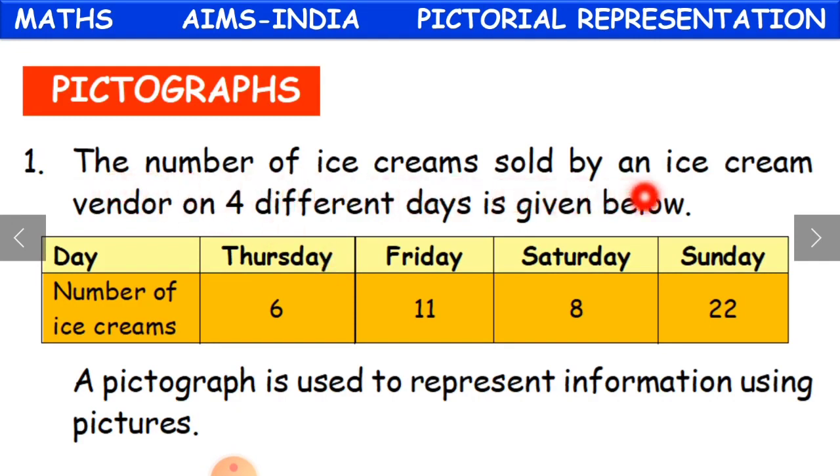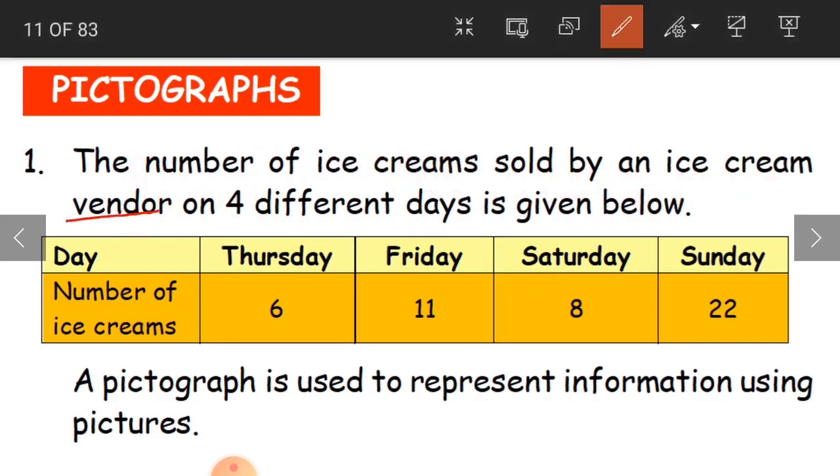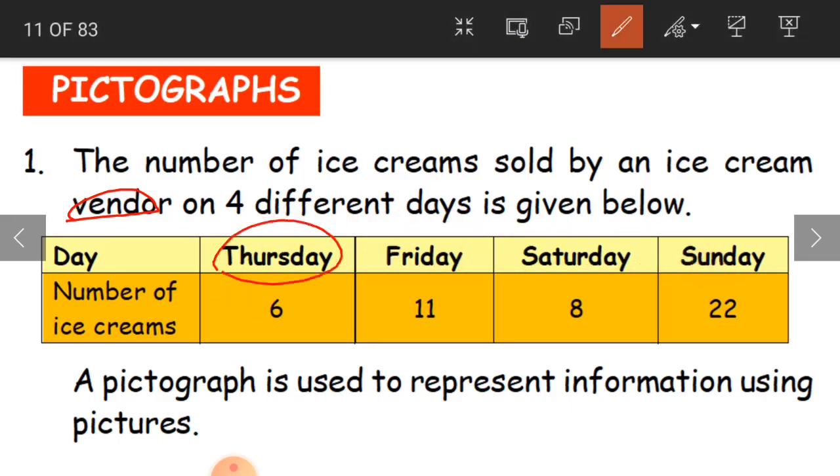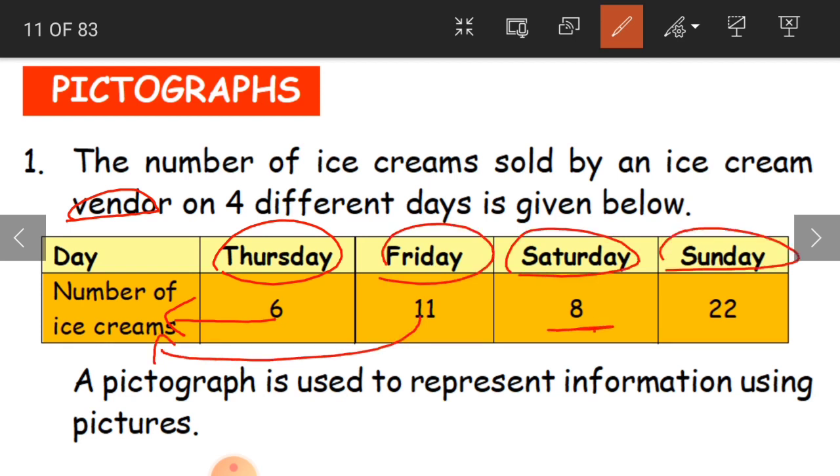Now let us look at how to represent using a pictograph. The number of ice creams sold by an ice cream vendor on 4 different days is given below. So what is the information given, children? The number of ice creams sold by an ice cream vendor. Vendor means seller. On 4 different days, that is on Thursday, Friday, Saturday and Sunday. On Thursday he has sold 6 ice creams. On Friday he has sold 11 ice creams. On Saturday he sold 8 ice creams. And on Sunday he has sold 22 ice creams.